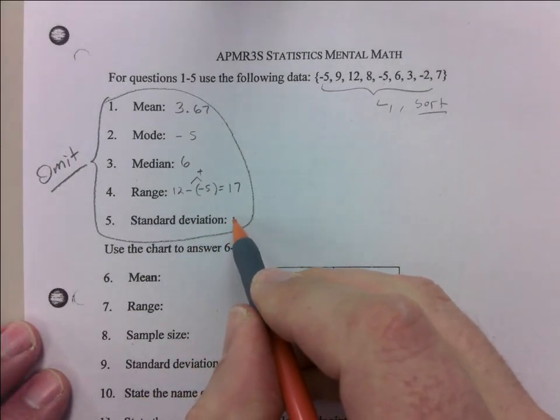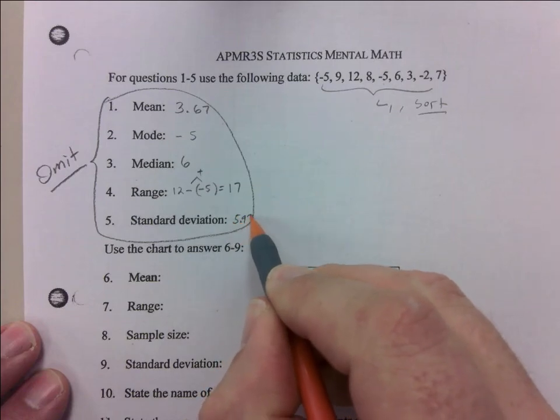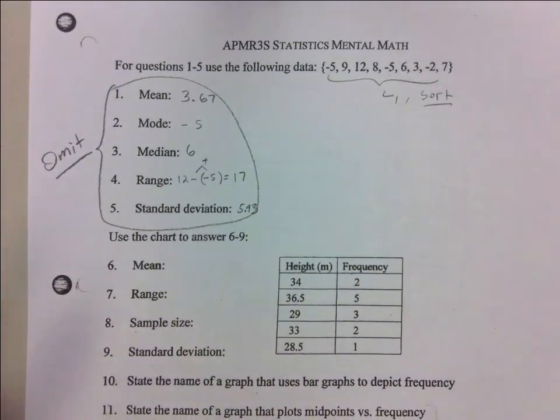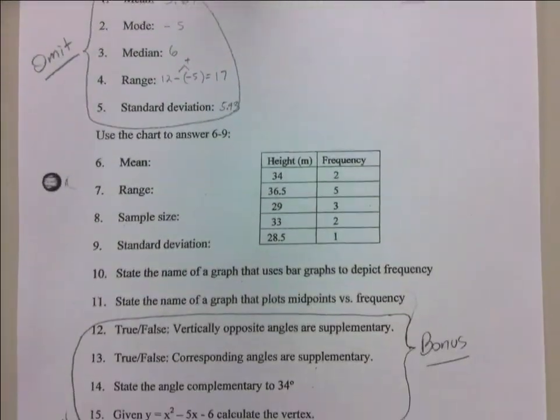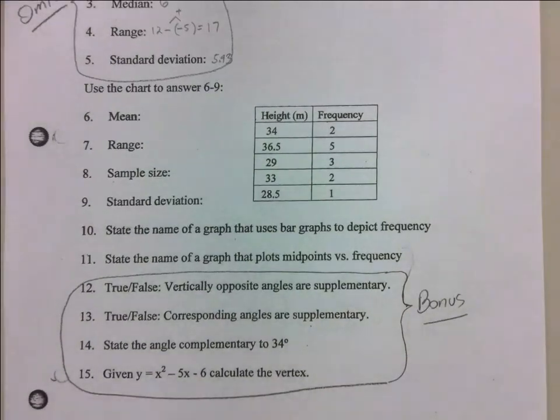Standard deviation would be 5.93, which on its own doesn't really mean a whole lot. Standard deviation is particularly helpful when you compare it to other data sets. Okay, let's keep going. So that's just no losses there if you didn't do it.